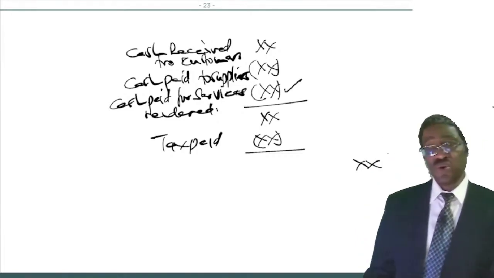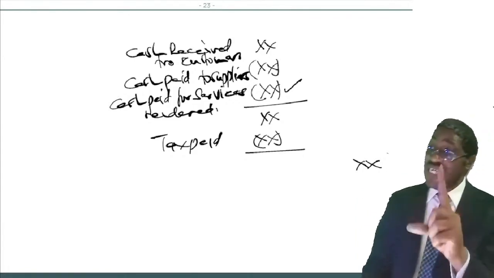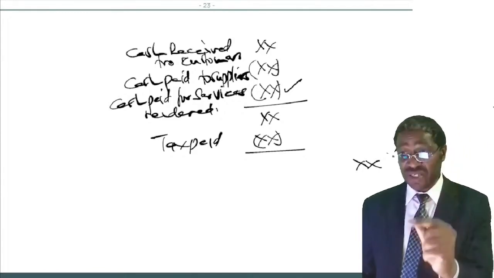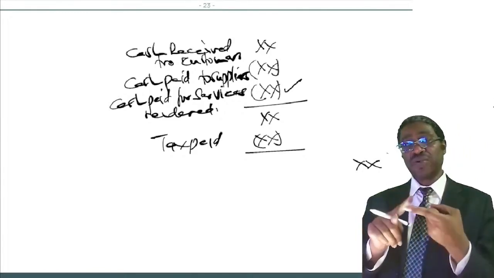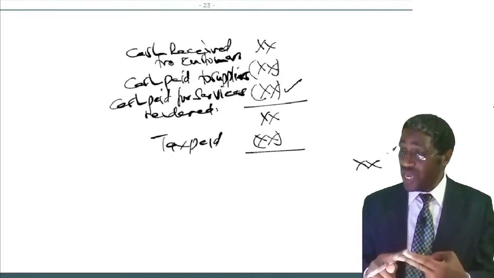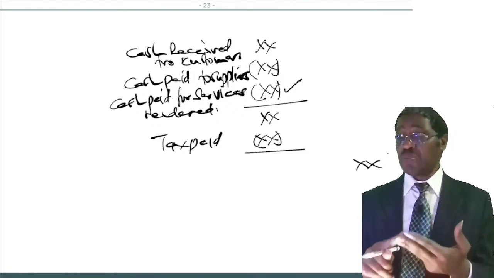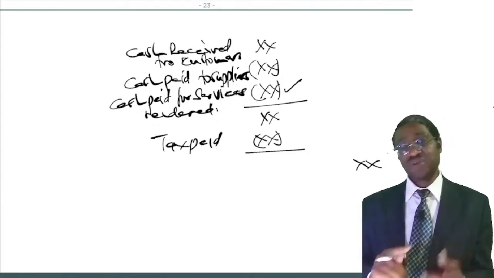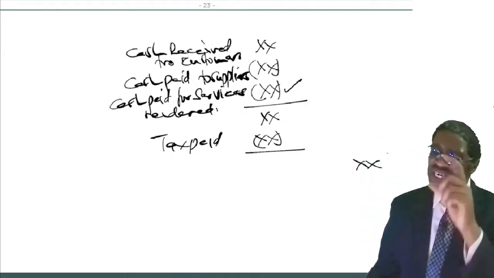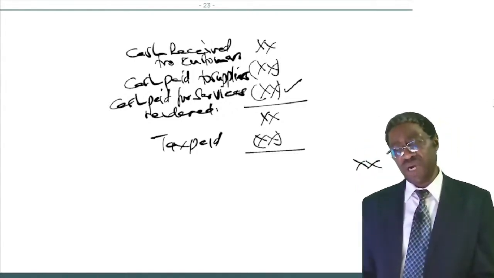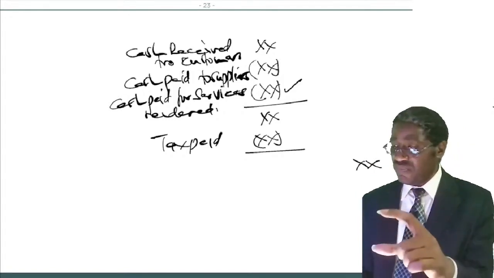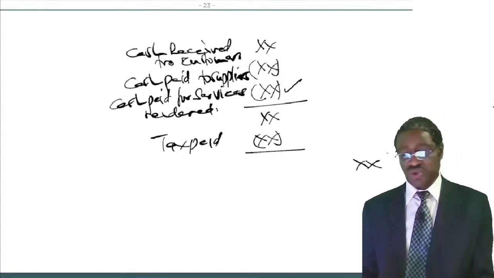Okay? So those are the three figures that you normally need whenever you are required to do a cash flow statement using the direct method. You need the amount called cash received from customers, the amount called cash paid to suppliers, and the amount called cash paid for services rendered. Now, the only issue is the examiner will never give you any one of these three amounts. Normally, it is your responsibility to calculate them.